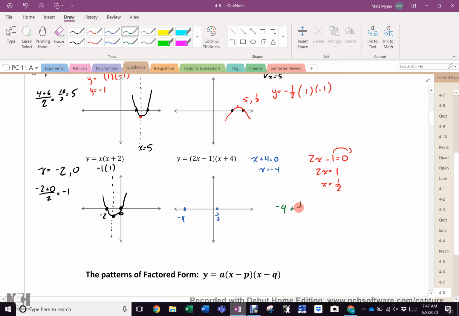Negative 4 plus 1/2 divided by 2. That is negative 3.5 divided by 2, which is, we remember 2 times 3 is 6, plus 1 is 7, so it's negative 7/2 divided by 2, which is negative 7/2 times 1/2, which is negative 7/4. So now, I go to here, no problem. My x value is negative 7/4, which is just 1 3/4. So negative 7/4.